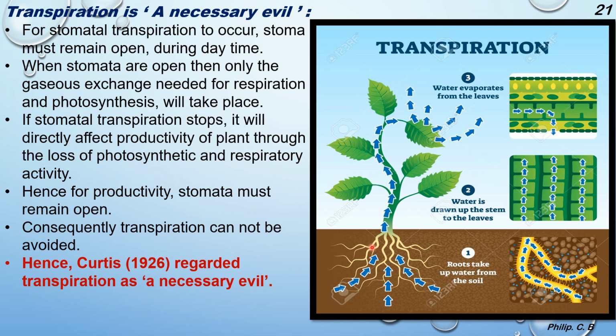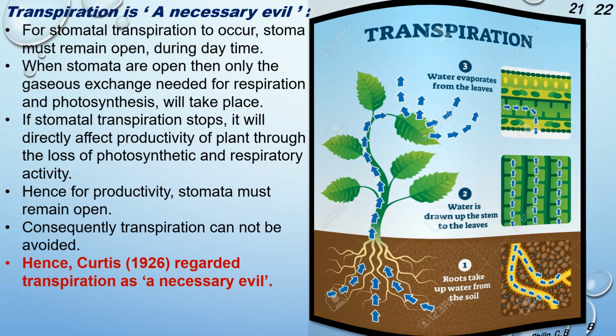So here I added another image showing roots taking up water from the soil, how the movement of water takes place underneath the ground. Second step, water is drawn up the stem through this region, as you can see through the arrows very clearly. And then third part, water evaporates from the leaves. So side by side you can see water passing through the stem from the root, then from the stem further into the leaf, and thereby transpiration taking place.